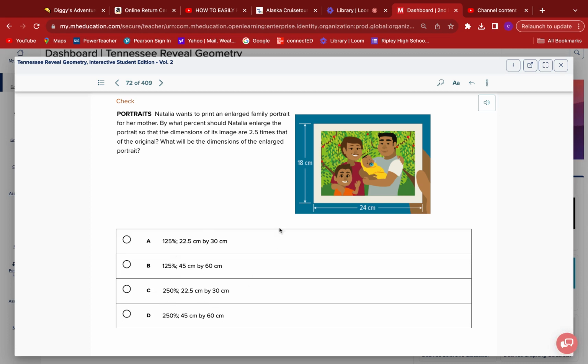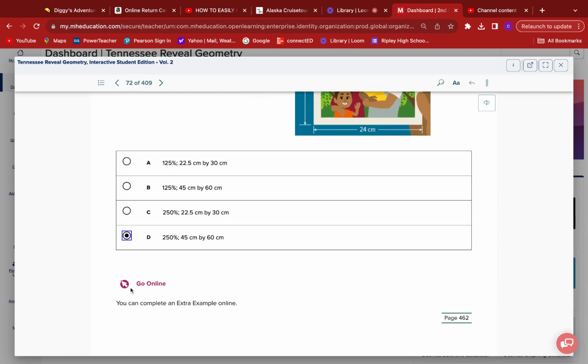All right, so we're going to do 18 times 2.5, and that gives us 45. And then 24 times 2.5, and that's going to be 60. Looks like the answer is D. All right. So it looks like I'm done with the check on page 462. Let's move on to page 463 in your workbook.